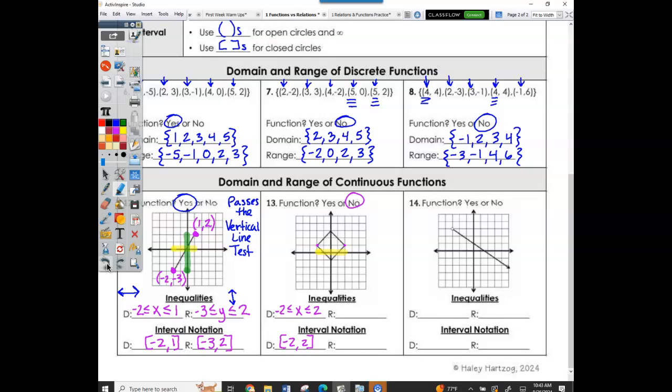Where does the graph actually start? What y value? What's the lowest y value? -1. And what's it run up to? +3. So it's running from -1 to +3. These are y values, not x values. Make sure you got that. Write it down.